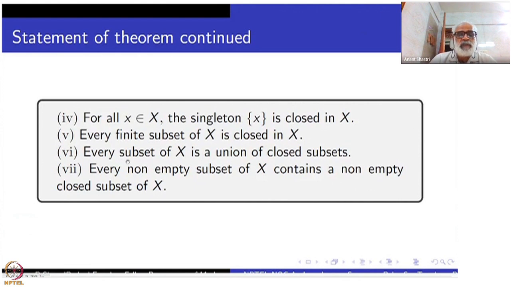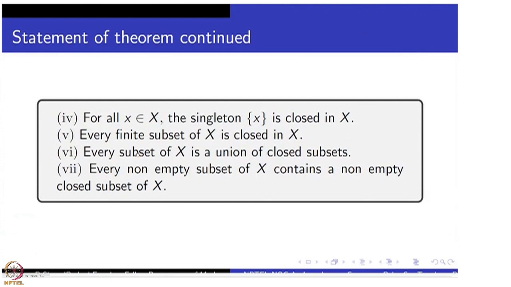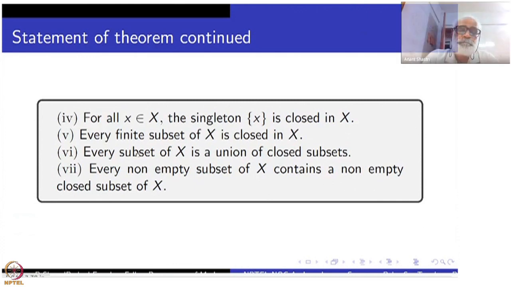The sixth statement is, every subset of X is a union of closed subsets. That is also easy from the fourth directly. In any case, it also follows from the fifth because every subset is a union of finite subsets. The seventh statement is every non-empty subset of X contains a non-empty closed subset of X. This doesn't seem to be immediate, but we'll see all these things very easily imply one another. They are all equivalent to each other. That's the statement.